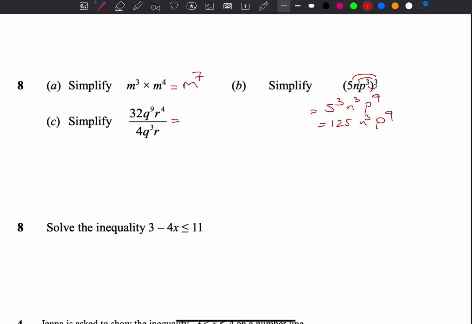You're dividing, so 32 divided by 4 is 8. Q to the power 9, take away the power: 9 take away 3 is 6. R to the 4 and 1 here: 4 take away 1 is R to the 3. Okay, R to the power of 3.